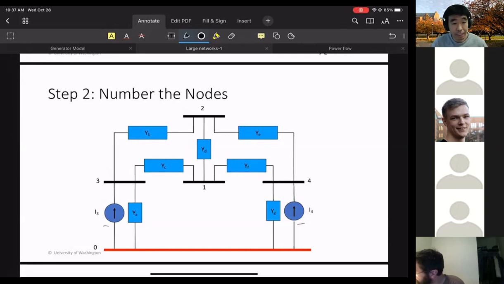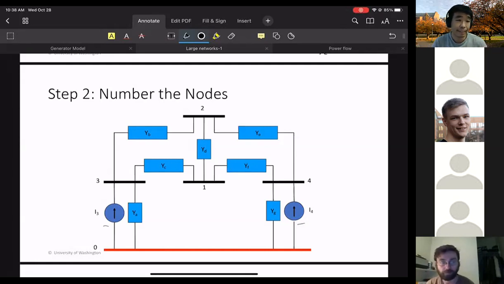All right. So let's continue with this example. We'll number the nodes, and one reason for numbering the nodes is that it gives us a convention for talking about current. If you remember, current has a direction. There's a direction with current flow, so we need to assign some direction to it.